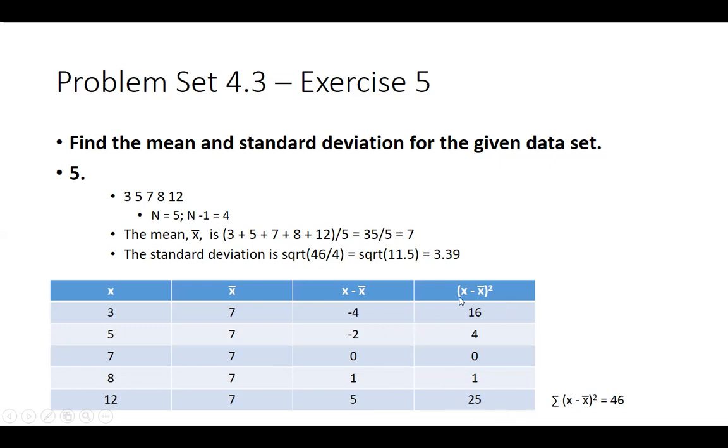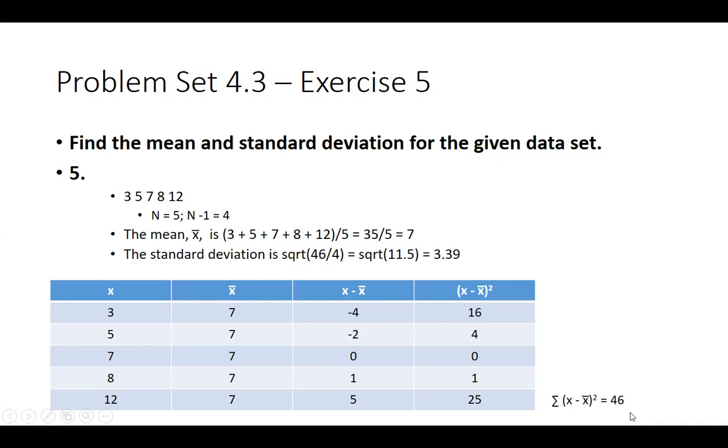-4 squared is 16. -2 squared is 4. 0 squared is 0. 1 squared is 1. 5 squared is 25. Let's find the sum of the squares. Add up this column. 16 plus 4 plus 0 plus 1 plus 25 gives us 46 for the sum of the squares.